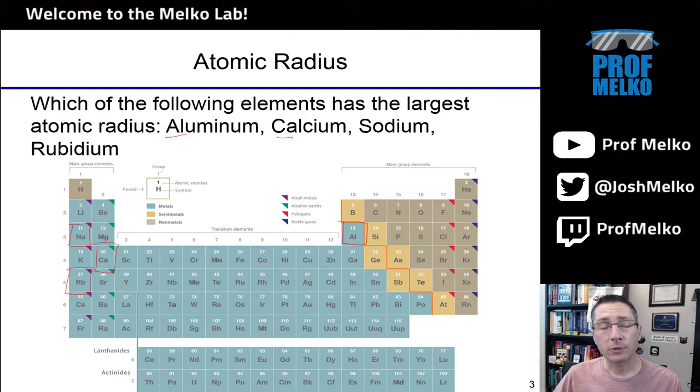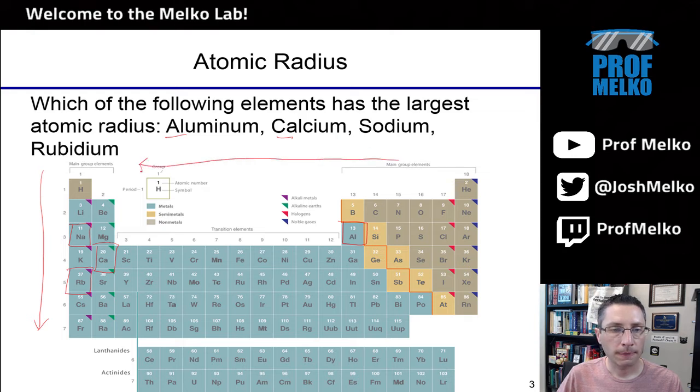To identify which has the largest atomic radius, we either need to recall the trend: things get larger going down, and things get larger going to the left. Remember the reasons for this. As I go down the periodic table, I'm adding more shells of electrons, further and further out. So the atom is getting bigger because it has more electrons and places those further and further out.